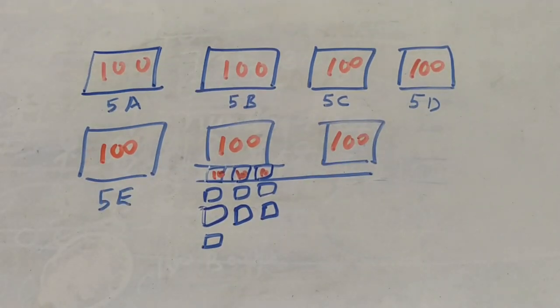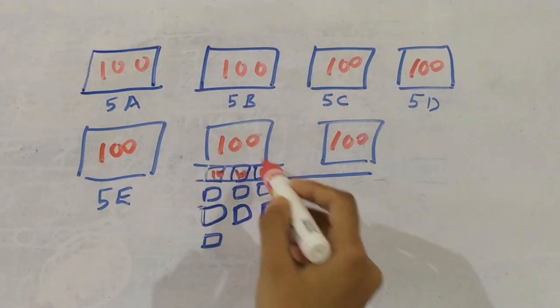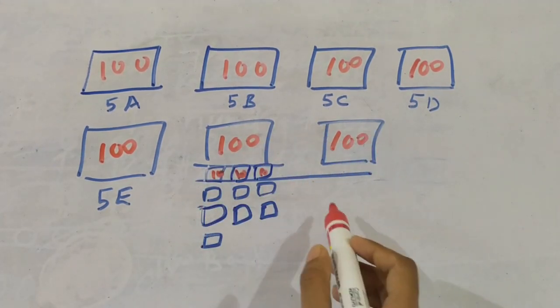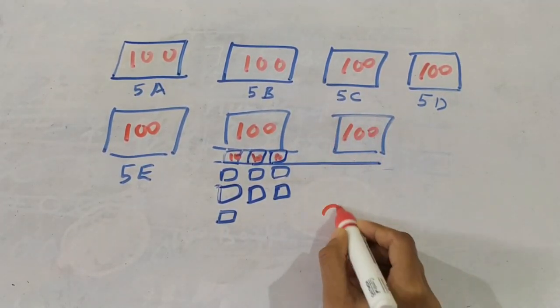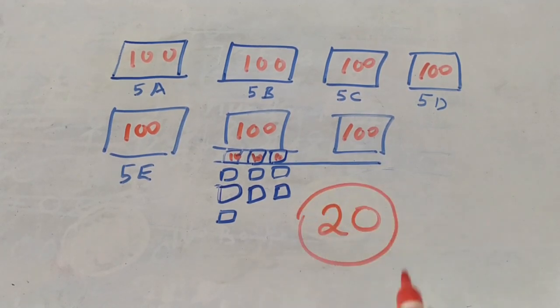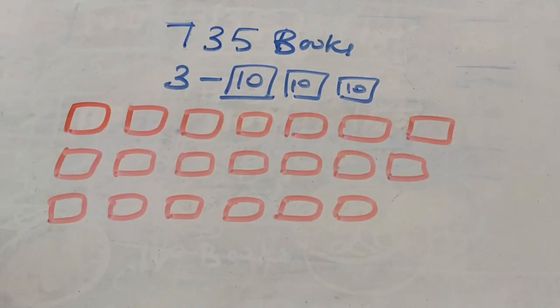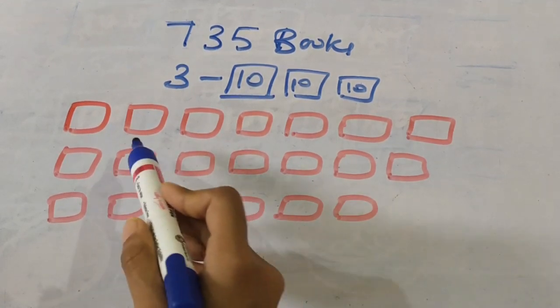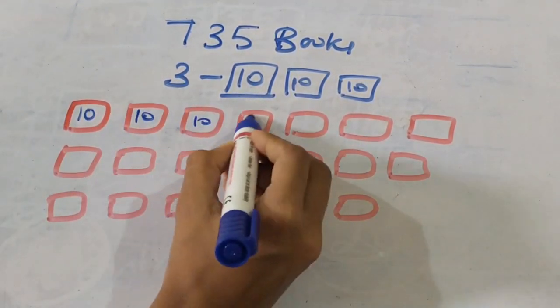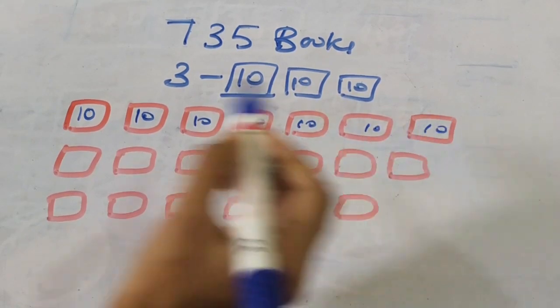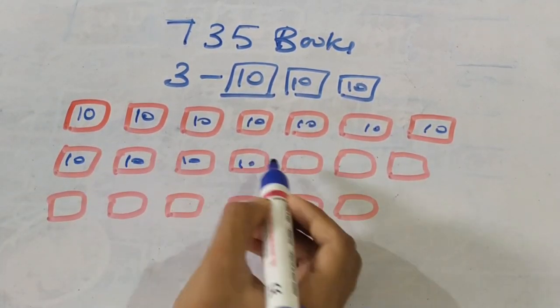So how many bundles of 10 do we get from 2 bundles of 100? We will get 10 bundles from this and 10 bundles from this. So total how many bundles? 10 bundles from this and 10 bundles from this. So total 20 bundles are there of 10. Okay, so 735 books are there in which 3 bundles contain 10 books. Okay, and these are the 20 bundles that we got, each containing 10 notebooks.